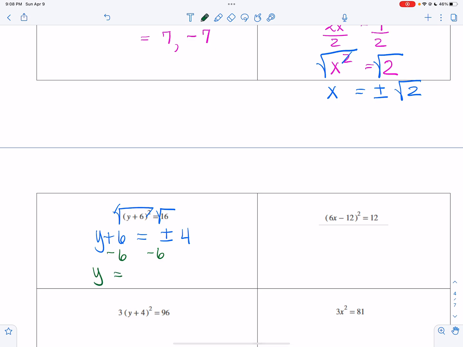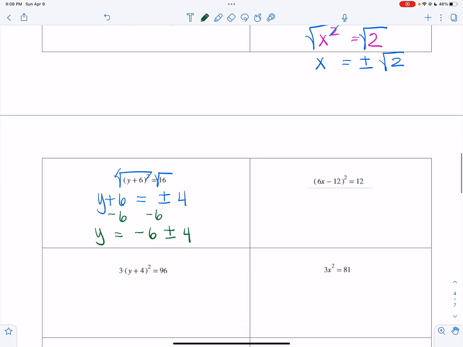So y is equal to negative 6 plus or minus 4. Now, the problem with this is that if I have anything but numbers left, okay, there's no radicals, there's no imaginaries, there's just numbers, negative 6 and 4, then I actually have to find both of my solutions. So I like to say the first solution, which I call y1, is negative 6 plus 4, which is negative 2. And the second solution is negative 6 minus 4, which is negative 10.